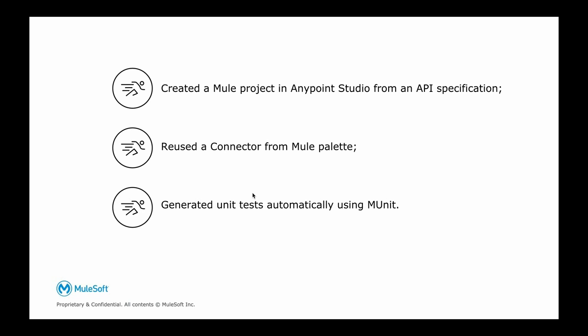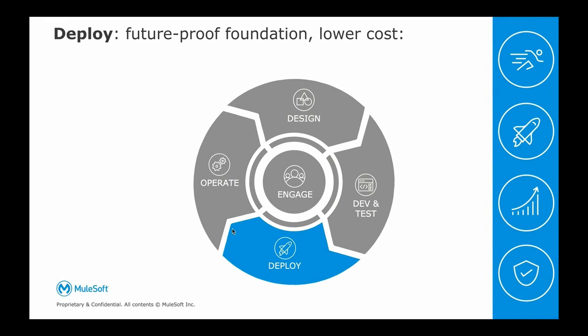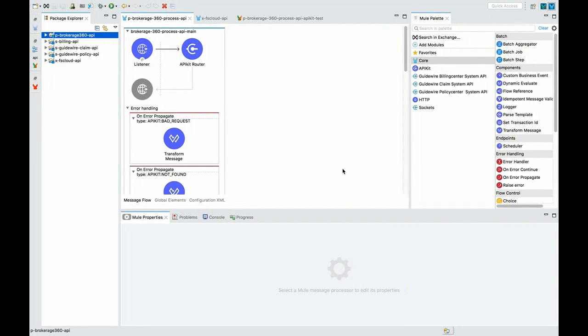So we'll now continue Jason's journey by looking at the deployment part of the API lifecycle, focusing on how Anypoint platform can facilitate a future-proof foundation at a lower cost. We'll navigate back to the development IDE that Jason's been using to build the individual Mule applications as defined initially in the reference architecture. So the three system APIs focusing on surfacing information from Guidewire, from billing, claim and policy perspectives. The orchestration API focusing on transformation and collating and aggregating all the information together. And then the end consumer experience API, Financial Services Cloud.